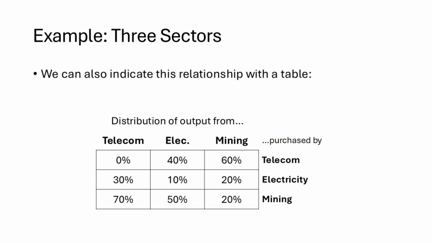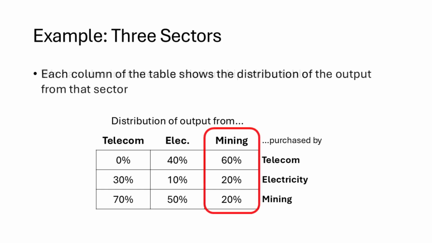Rather than representing these relationships visually, we can also put these data in a table. The way you want to read this table is to look at each column and notice that the column tells you where the output from that sector is going. So for example, for the mining sector, again, we can see that 60% of the mining sector's output is going to telecom, 20% is going to electricity, and then 20% of that mining output is going back into mining. And here we notice that each column adds up to 100%, which represents the idea that all of the output from each sector is being fully purchased by either itself or the other sectors.